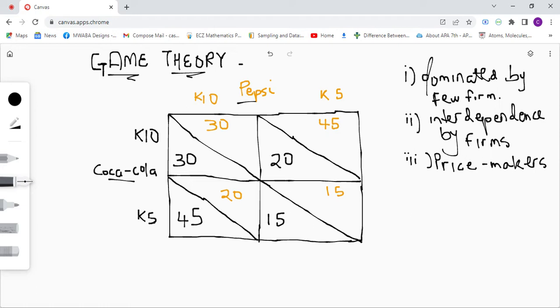But they rarely compete on price, right? They rarely compete on price because, as we're going to see here, when one firm lowers the price, the other firm is going to follow through. But when one firm raises the price, the other firm is going to leave the price at the same level.